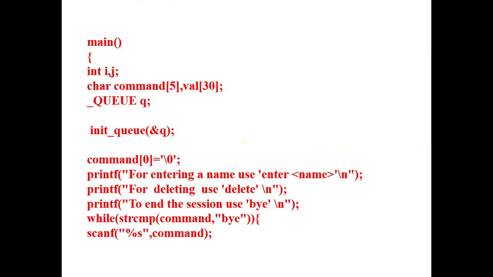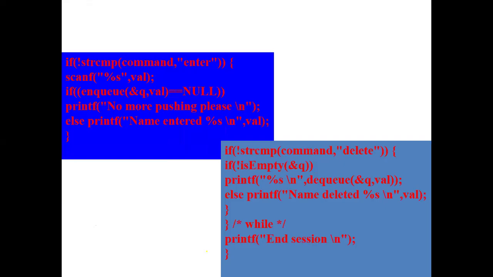This is the way we can implement a menu-like structure in the main function. We can give prompt messages to do queue operations, enqueue and DQ operations.